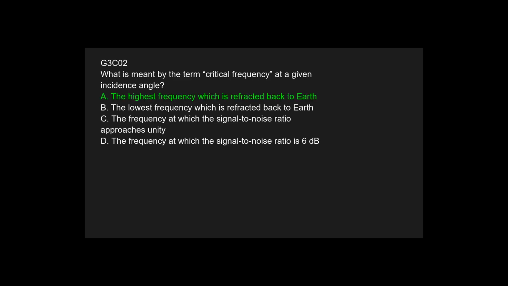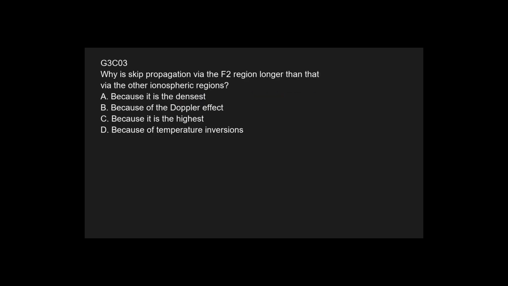The D region. Question: what is meant by the term critical frequency at a given incidence angle? The correct answer is A. The highest frequency which is refracted back to Earth. Question: why is skip propagation via the F2 region longer than that via the other ionospheric regions? The correct answer is C. Because it is the highest.